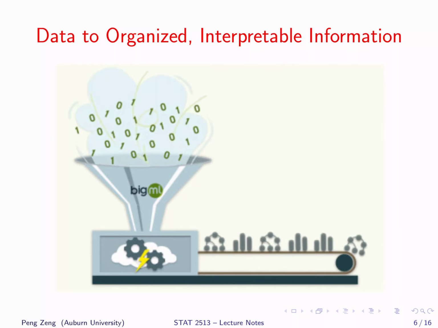This graph explains very well how statistics works. The input contains just numbers or maybe data. The big machine is just like statistics. The purpose of statistics is to take in those messy numbers and to produce organized and interpretable information. In this course, we will introduce many tools and methods. They will help us to analyze and understand the data.